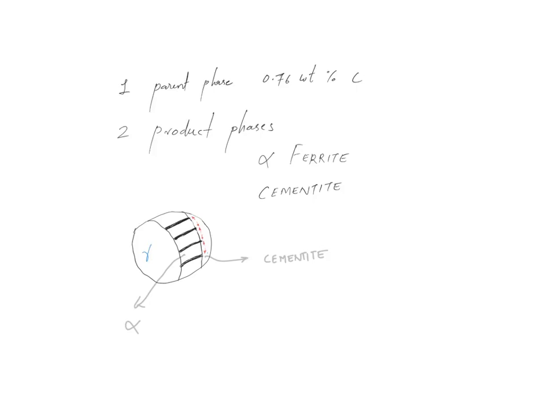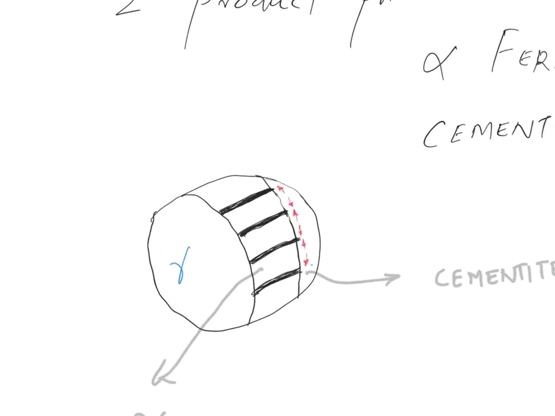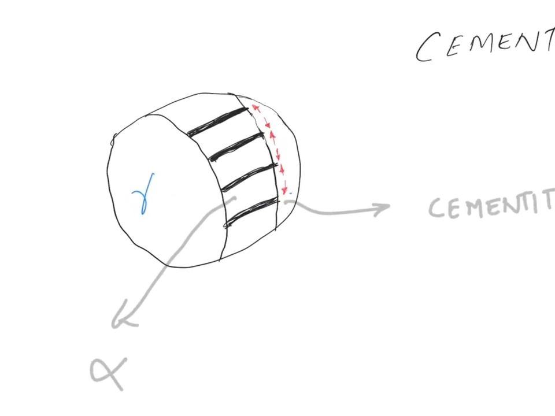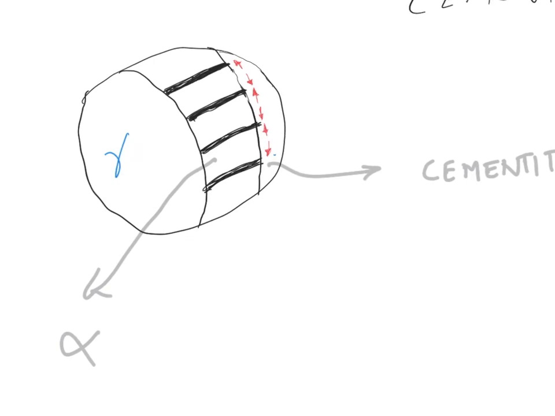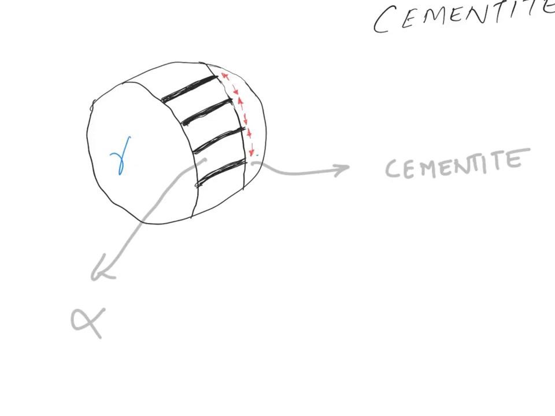So here we go. In that particular reaction, we said that the parent phase has 0.76 weight percentage of carbon, and now talking about the product phases, in alpha ferrite we have a carbon percentage of 0.02 weight percentage. Then in cementite we have somewhere around 6.7 weight percentage carbon. What that effectively means is that this whole reaction will happen through diffusion, as shown here.